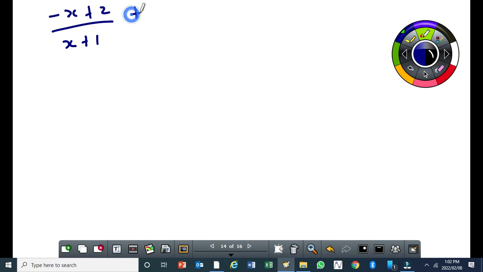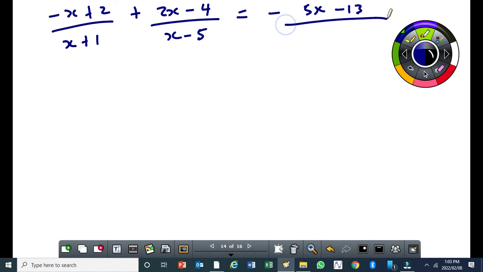Okay, this will be plus 2x minus 4 over x minus 5. This is equal to minus over the product of those, (x + 1)(x minus 5). Whichever way you decide here, you can start with x plus 1 or you can start with x minus 5. It's the same thing. You don't have to stress whether to start with x minus 5 or x plus 1. So we are here now.